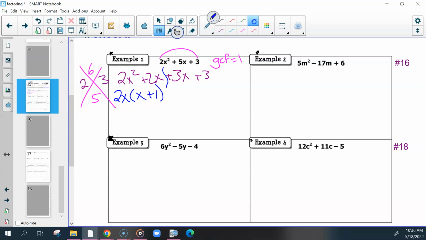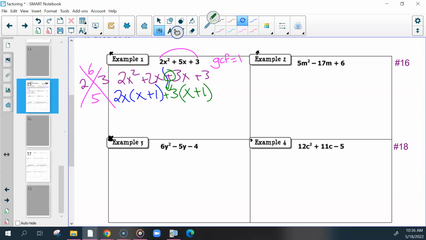And then we're going to do the same thing to the other 2. What do these 2 have in common? 3. And whatever this sign is, we're going to bring it down. So if we divide both of these by 3, what's left? X plus 1.